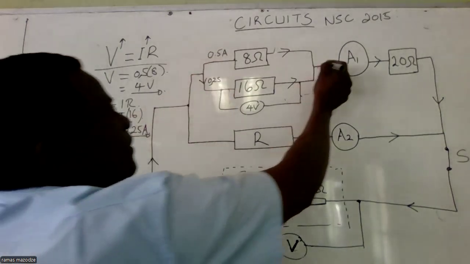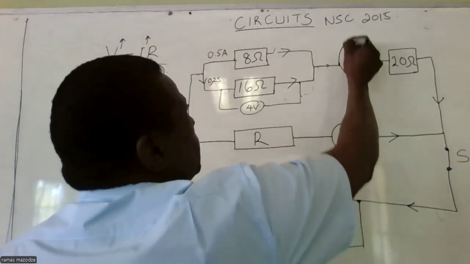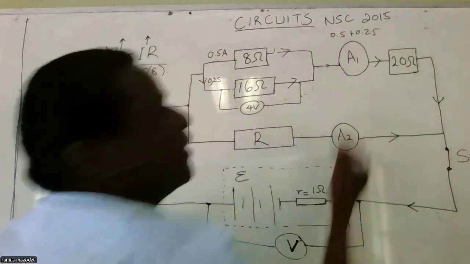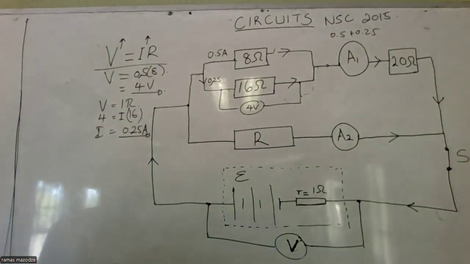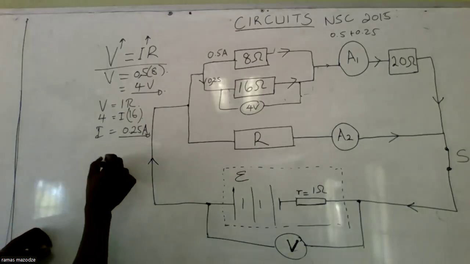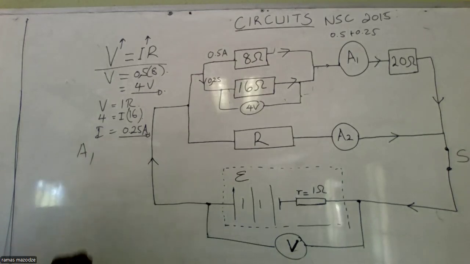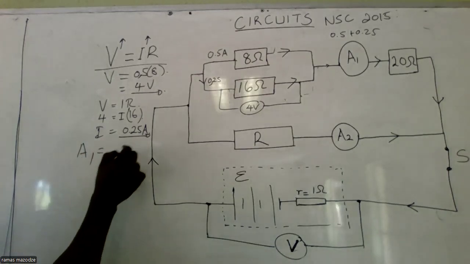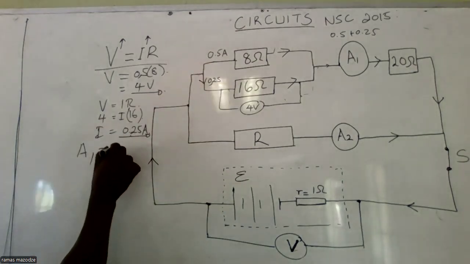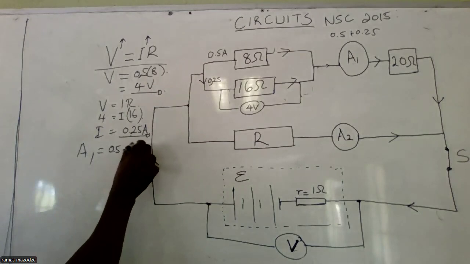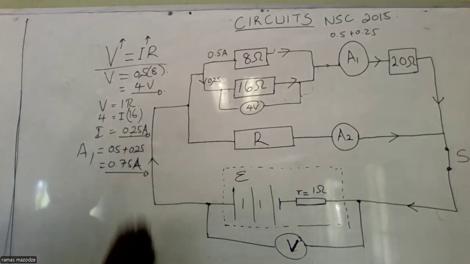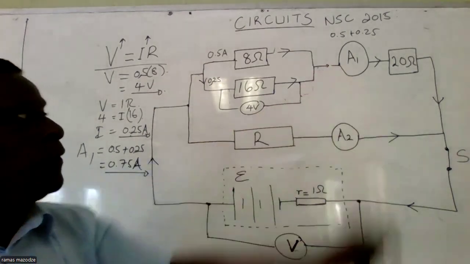Ammeter reading will be combined here to be 0.5 plus 0.25, which gives us 0.75. So A1 is going to be 0.5 plus 0.25, which is 0.75 amps. That will be your ammeter reading there.